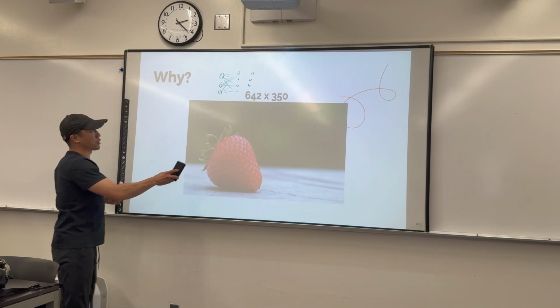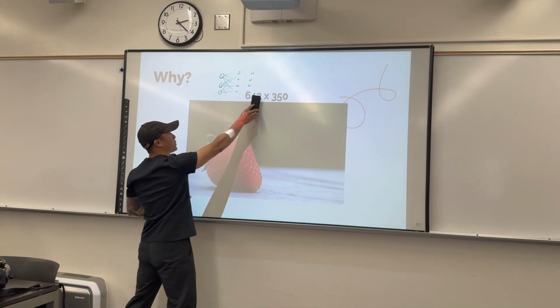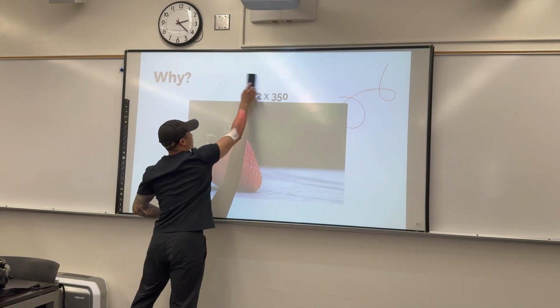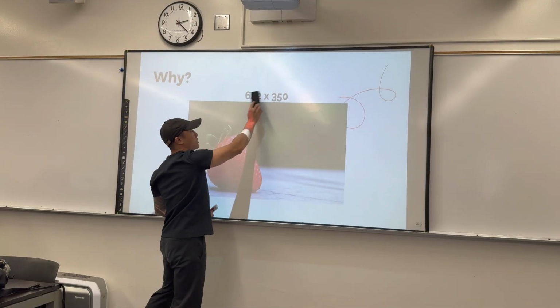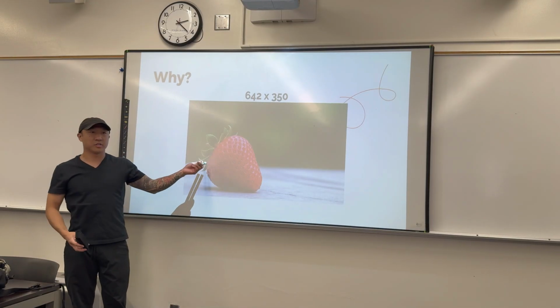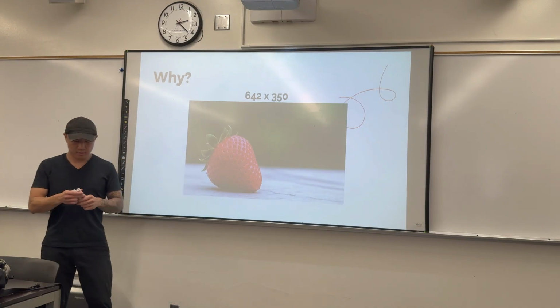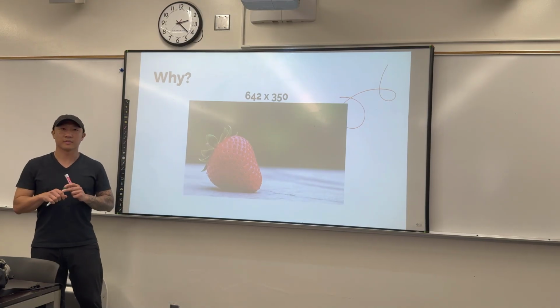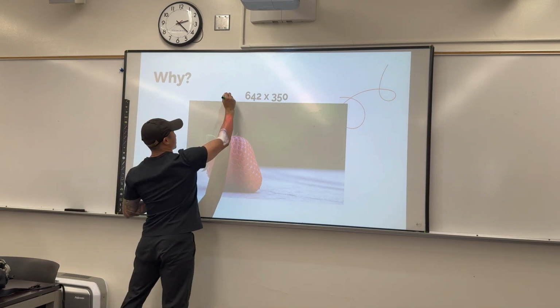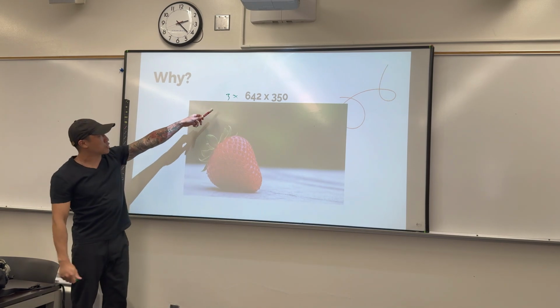This number itself is right, but we need to add an additional dimension, because this is a colored image. Do you guys remember what number we need to add? RGB? Yeah, RGB, so 3. So this is the actual number.